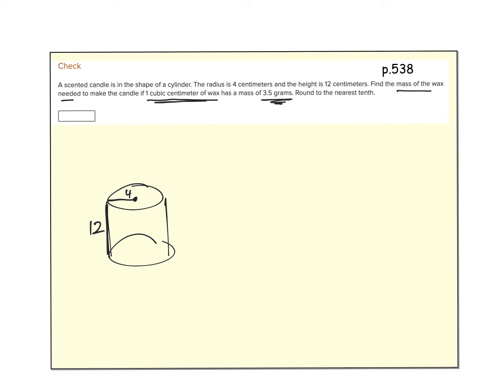All right, so first I need to see how much wax is in that candle, right? And then I'll find the mass of it. So first let's go ahead and find the volume.